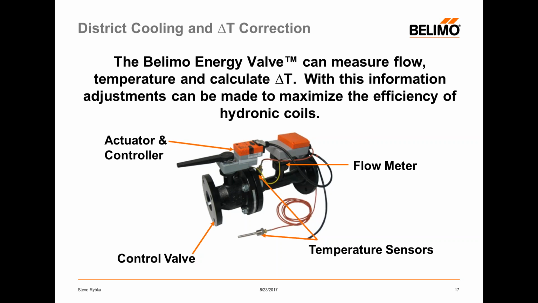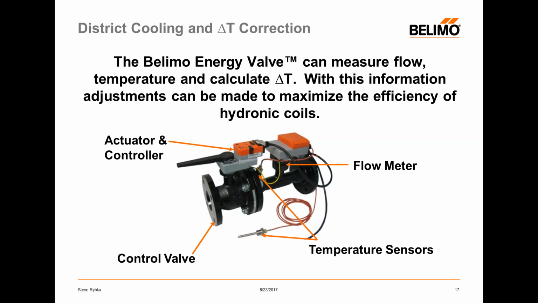And what it will do, it will look at the request from the DDC system, the measured flow and temperature values, and it will correct the flow to reestablish the delta T to get it up to set point, so that we don't have compromised differential temperature across our air handler or our other coils.